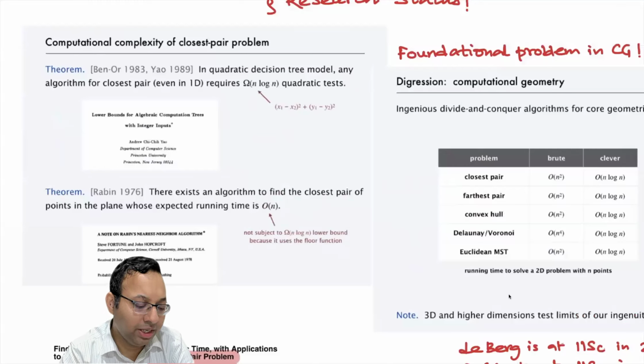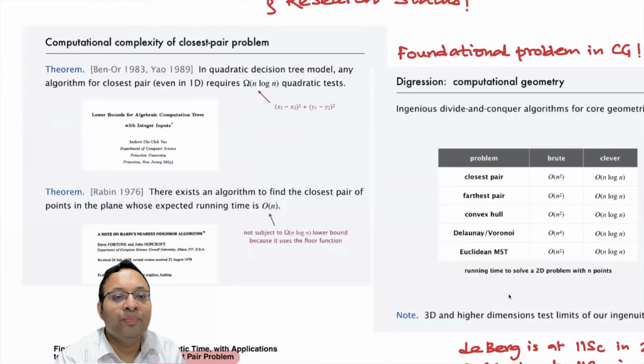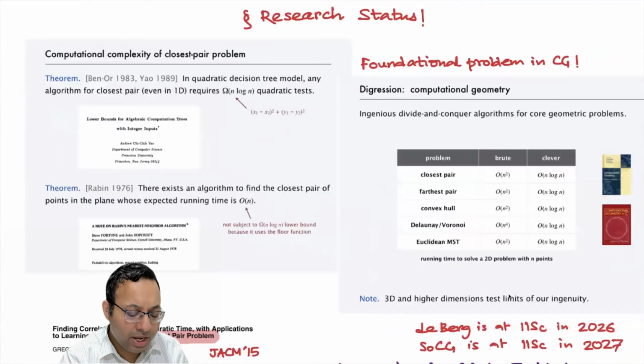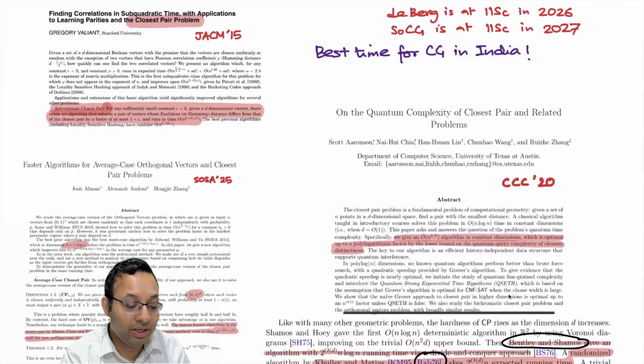In 1983 and 1989, Yao already showed that under some decision tree model, you cannot beat this n log n time algorithm. But under some other model, if you allow the floor function and randomized algorithms, Rabin also gave an algorithm with expected linear time. And then there are many other follow-up works, especially on approximate nearest neighbor.